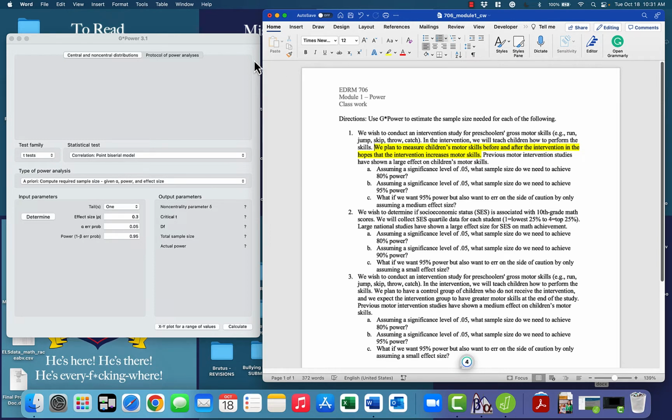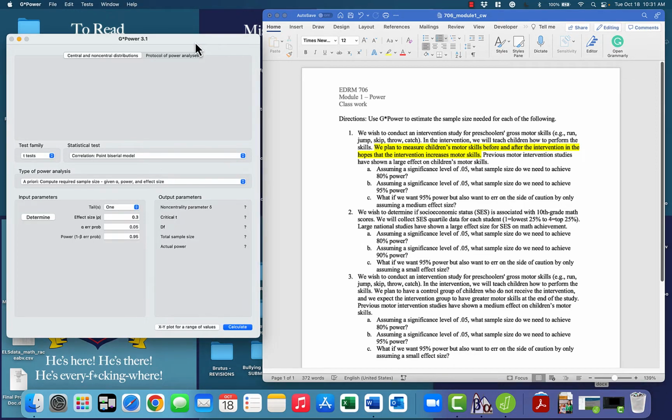All right, and you'll see over here on the left side of my screen, I've got G-Power up. And the first thing we need to do is go to Test Family and decide what kind of test we have here. So we've got gross motor skills in preschoolers, and we have before and after the intervention. So there's the two groups, the before and the after, and our continuous dependent variable would be this motor skill measure. So this would be a t-test.